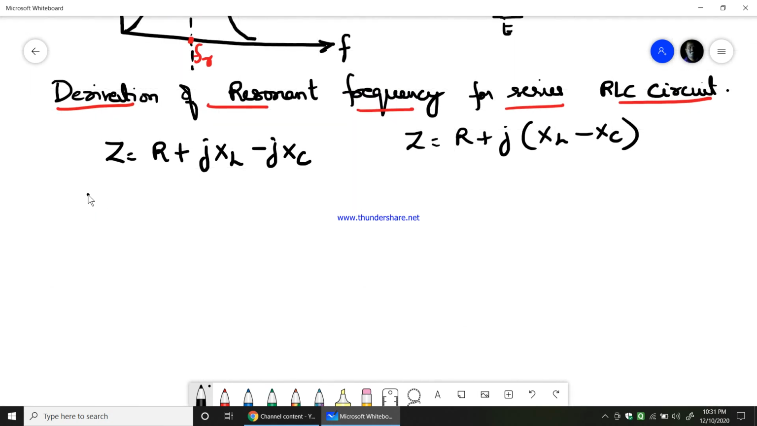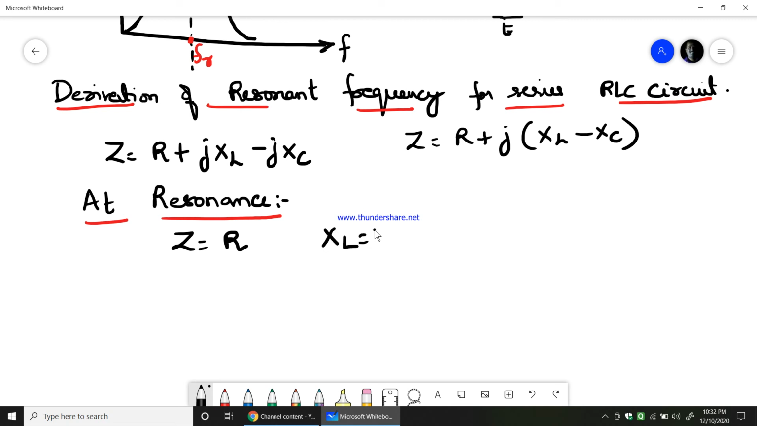At resonance, the impedance Z would be equal to purely resistive R. The reason is XL is equal to XC. At resonance we see that XL is equal to XC.